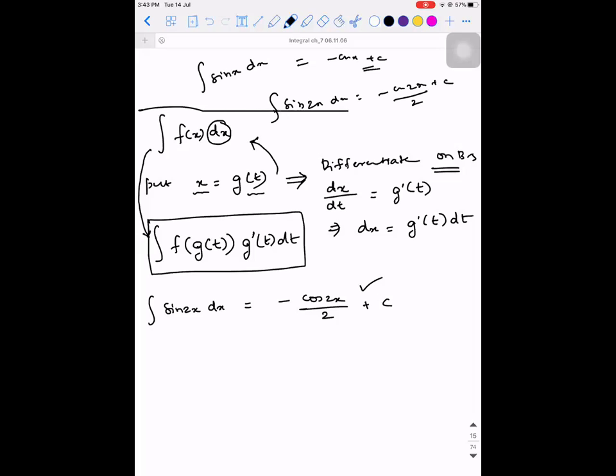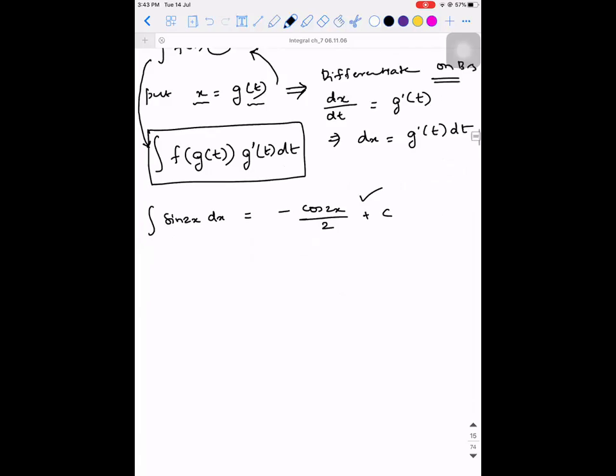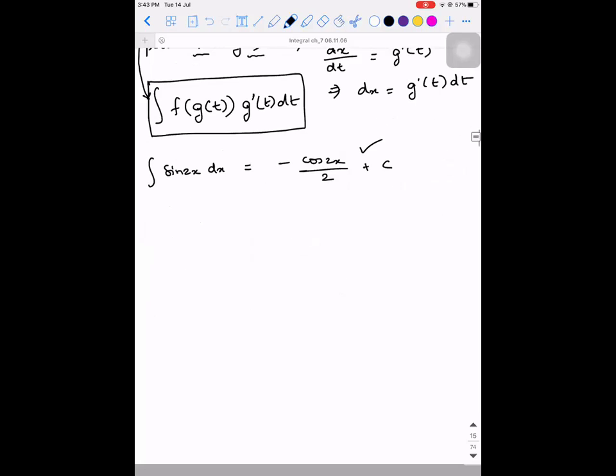So for that, what I'm going to do is observe. So this is the question. On the LHS, I will put 2x is equal to t.